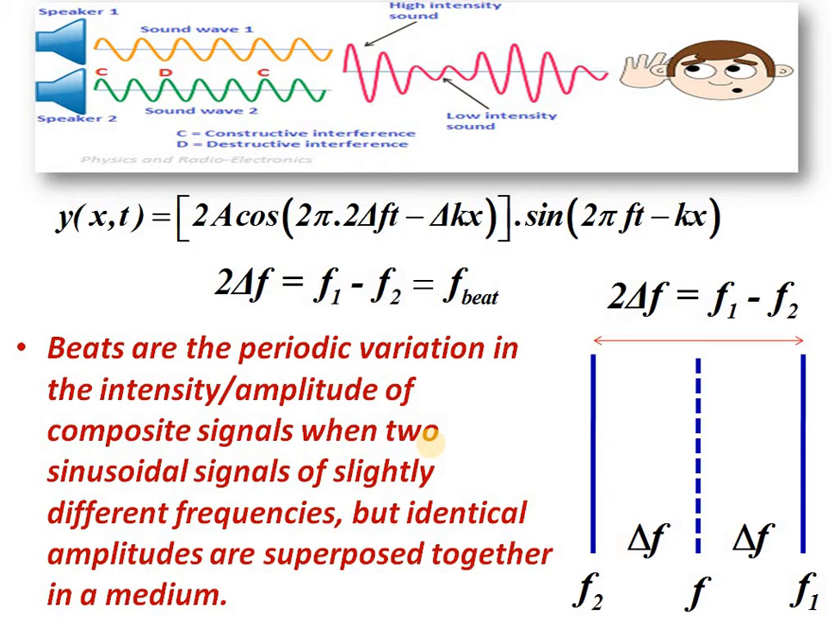So we can say that beats are the periodic variation in the intensity or amplitude of a composite signal when two sinusoidal signals of slightly different frequencies, you have to underline it, slightly different frequencies but identical amplitudes, are superposed together in a medium. You need two different waves of slightly different wavelengths. When they superpose, they form beats. So in beat formation, we will see alternate variation in sound intensity. This variation in sound intensity will be equal to the difference in the frequency.